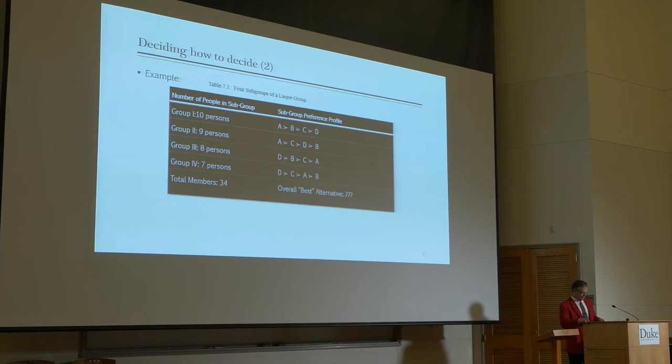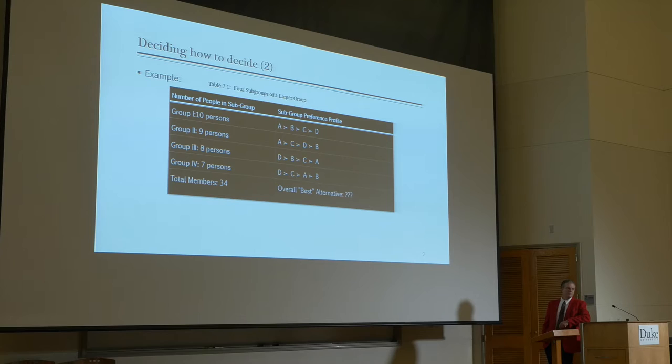Well, let's look at an example. And let's suppose we have, here in group one, 10 people who like A better than B, better than C, better than D. Group two, there's 9 people that like A better than C, better than D, better than B. Group three, 8 like D better than B, better than C, better than A. 7 people in group four like D better than C, better than A, better than B. So these people disagree.